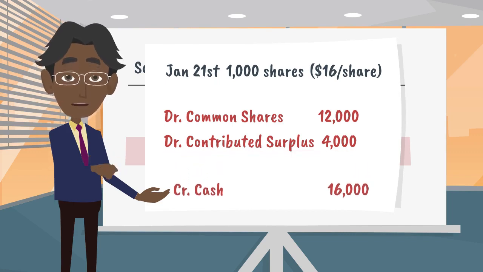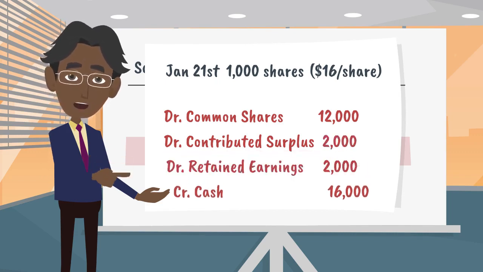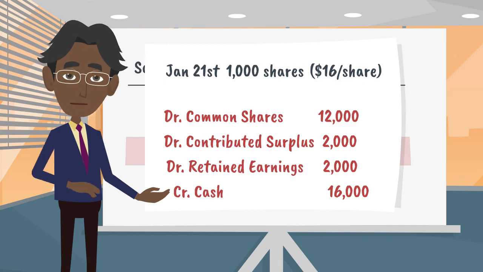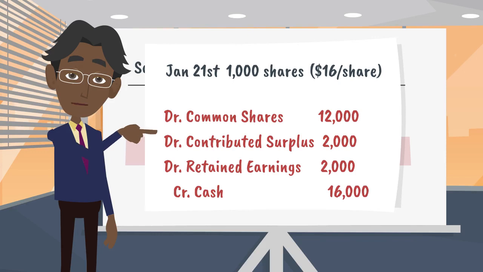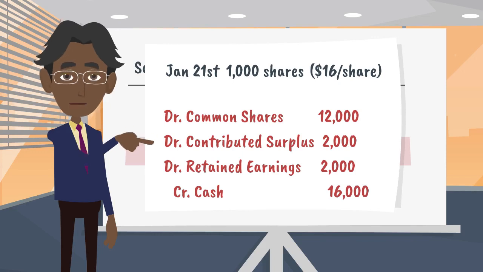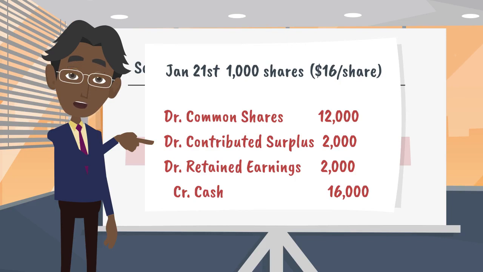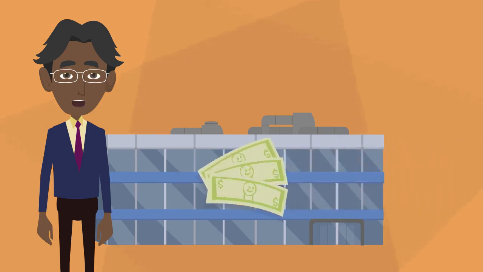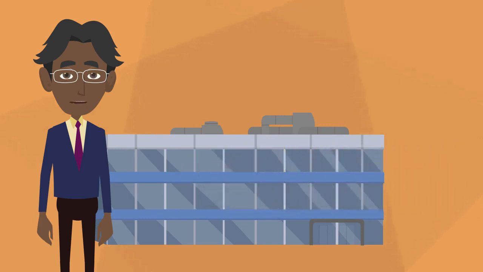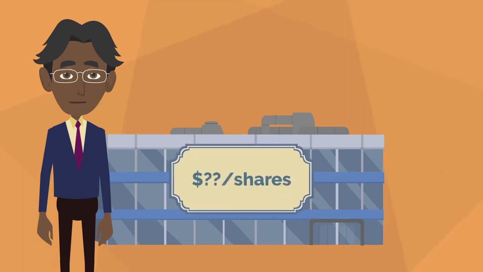Therefore, we debit retained earnings for the remaining $2,000 because contributed surplus has been zeroed out. Remember to always use up the balance in contributed surplus first before debiting retained earnings for any leftover amounts needed to balance. To summarize, companies can issue shares in an effort to raise cash and reacquire shares they previously issued for many reasons, one of which is to control share prices.